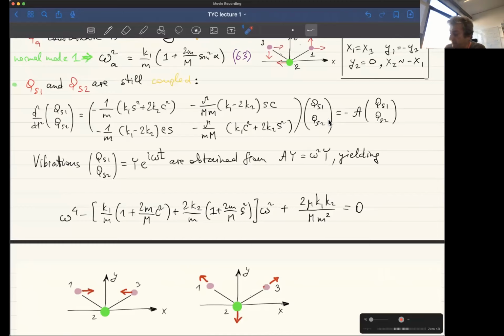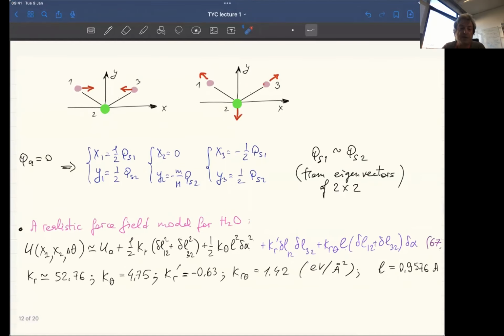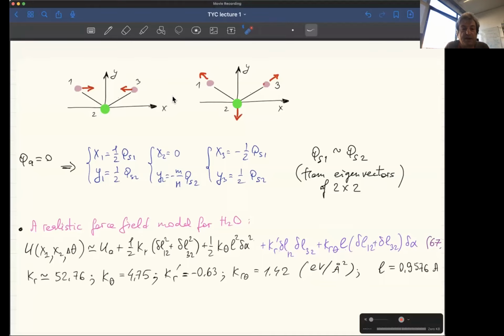You can set one eigenvector to 0 and use another eigenvector, which would mean that you excite just 1 degree of freedom, you do not excite the other. So in that case, you will have one mode with one frequency.